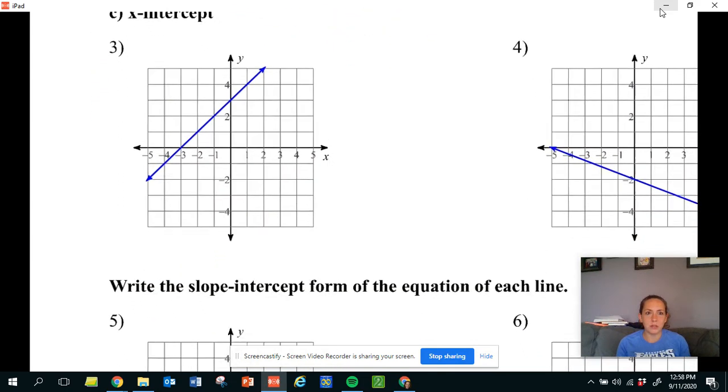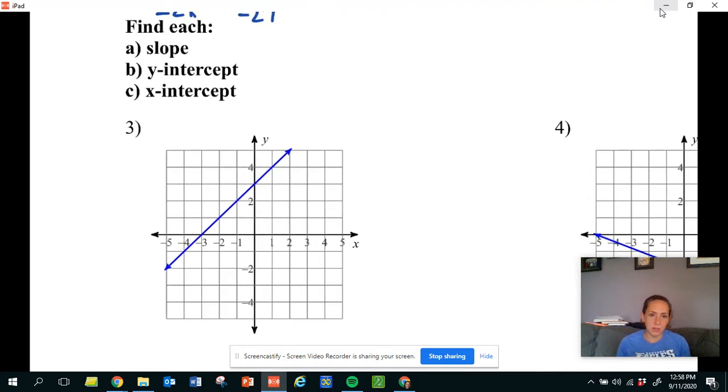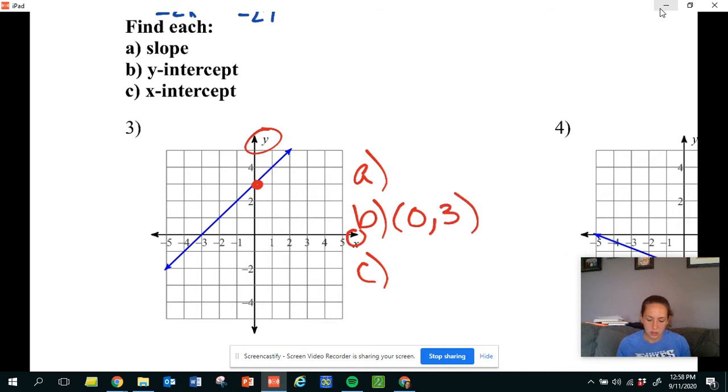Cool. Linear functions. So this is asking for the slope, the x-intercept, and the y-intercept. So for my intercepts, that is where it touches the axis. So let's do the y-intercept is here. Notice that the axes are labeled x and y. So it touches at the point 0, 3. And part C, the x-intercept is at the point negative 3, 0.